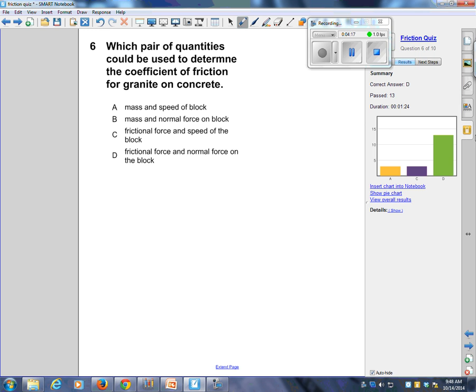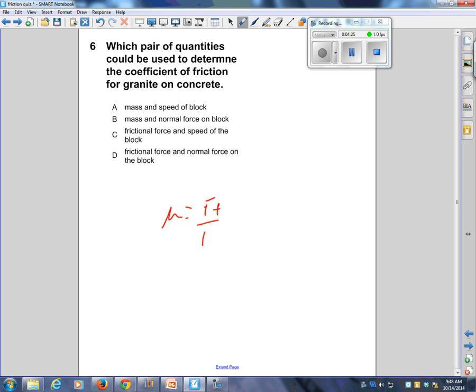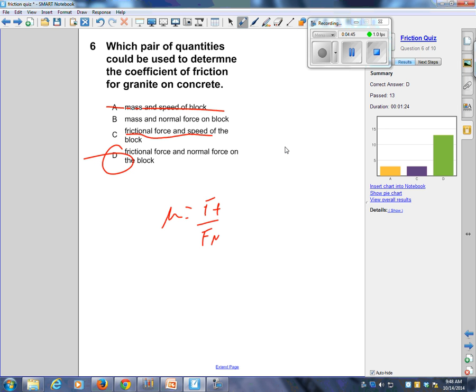Which pair of quantities could be used to determine the coefficient of friction for granite on concrete? To get mu, you need Ff over Fn. Mass and speed of the block? No. Mass and normal force? No. Oh, hang on. Maybe. Friction force and speed of the block? No. Friction force and normal force? That's what you want, right? D? Yay, D. Would B work? No, it wouldn't, right? Because mass and normal force are basically equivalent. So you need the mass to get the normal force, yes. But you need friction force.